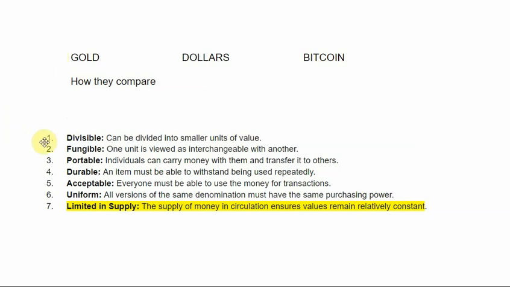If you go through these things and understand clearly these features, and then you think how gold, how dollars, and how Bitcoin work, this will help you understand everything, and at least get you to a point where you can ask some questions in the comments, and I can help you.